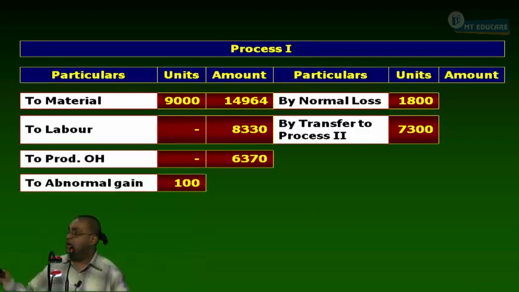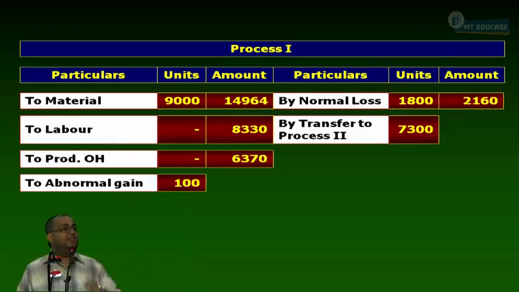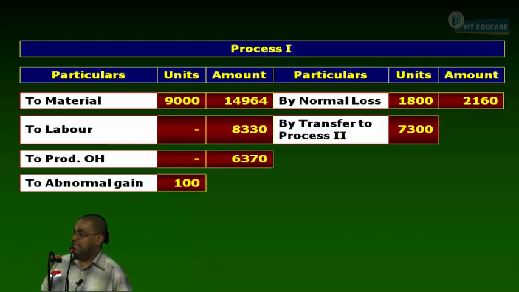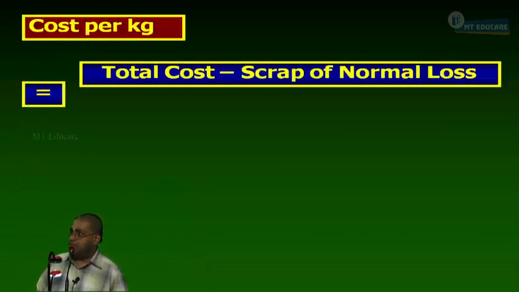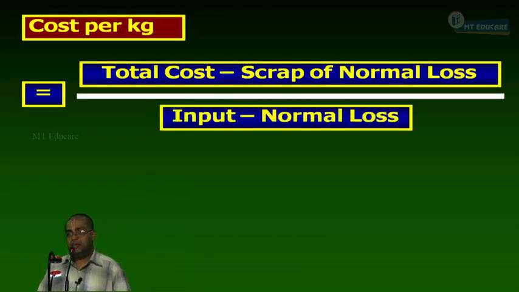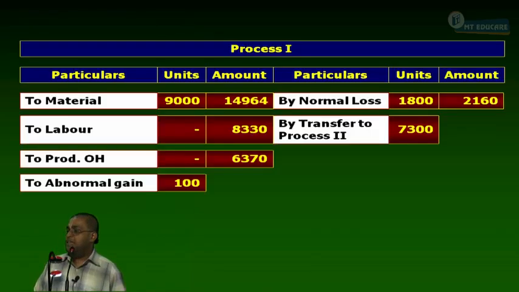Accept or not? Normal loss, credit side, write the income here. Tell me the multiply number. 1,800 into 1.2. What is the number? 2,160. Now the next step is to find out what? Cost per kg. Now tell me what the formula for cost per kg is. Total cost minus normal loss scrap, divided by input minus normal loss. Right or not?